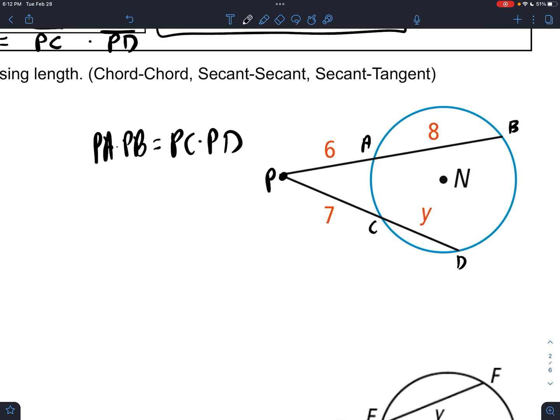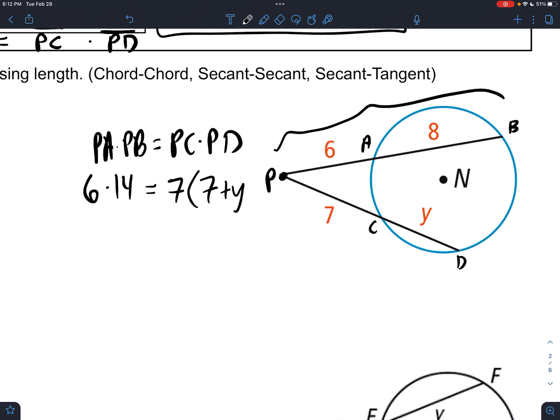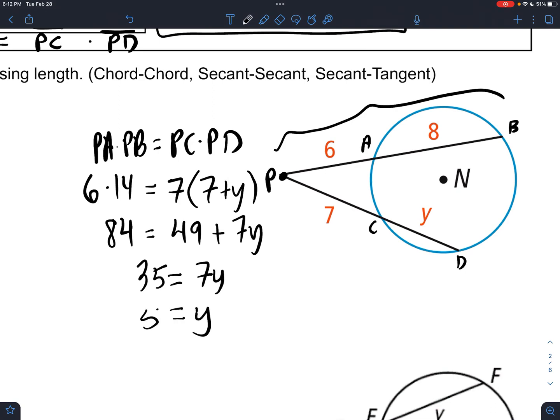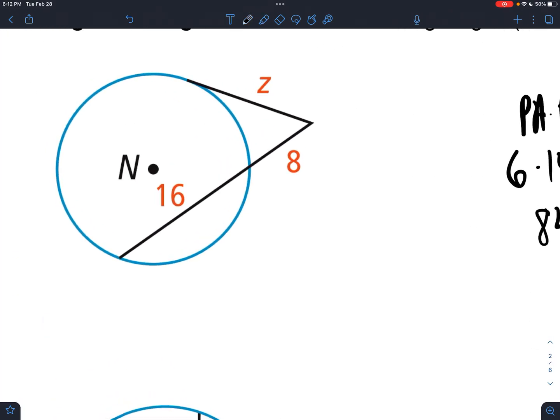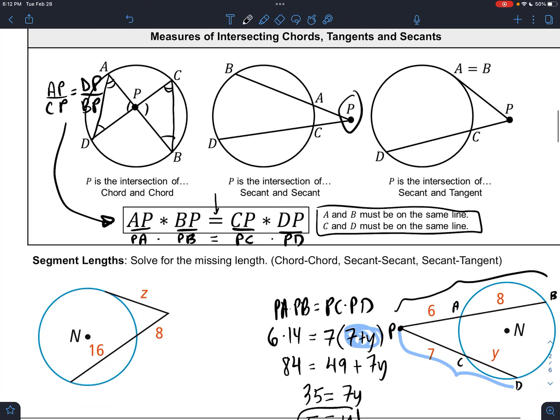So all you do is set up this master rule that we have, and you just plug in the lengths. From P to A is 6. From P to B is 14. P to C is 7. And P to D is 7 plus Y. So this is going to be 84 equals 49 plus 7Y. This is 35, so Y is 5. It's a fairly friendly formula to use. You just have to make sure that you get this part right, that PD is the entire length.